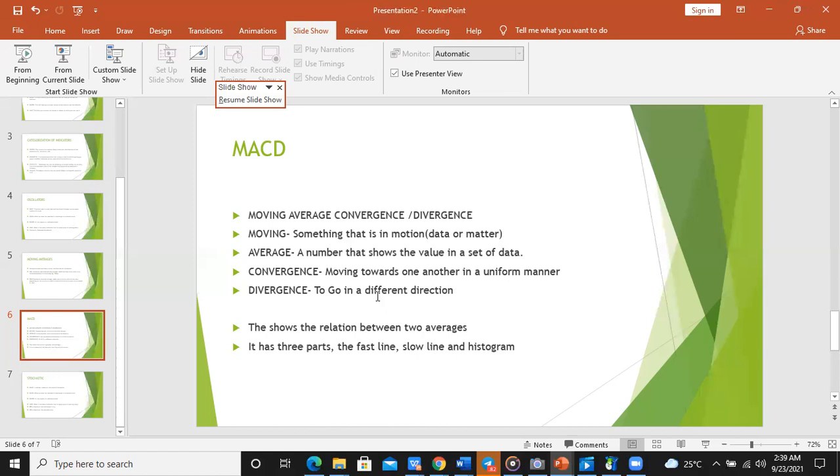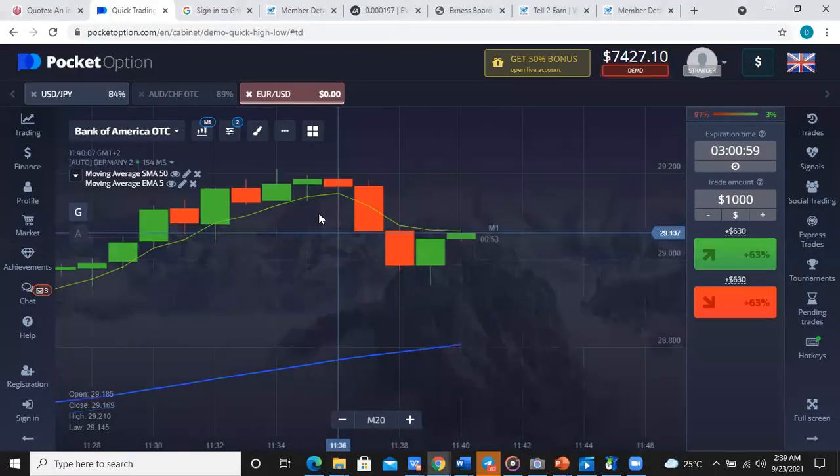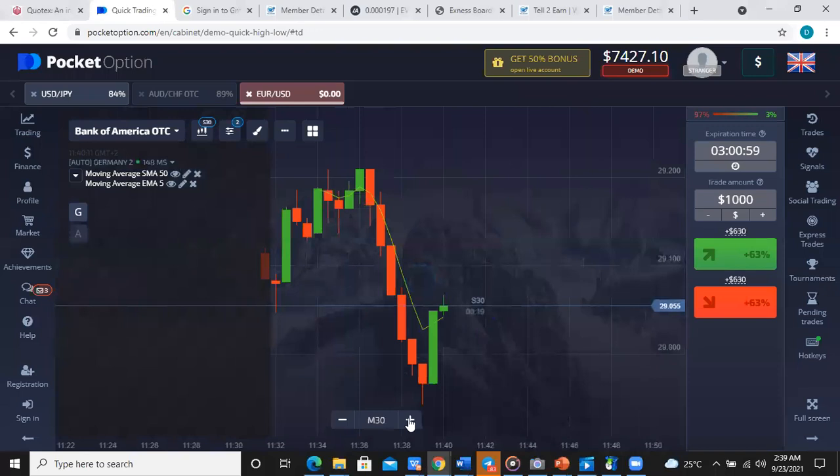All right. So this shows the relation between two averages. That's the meaning of the MACD. Now it has three parts: the fast line, slow line, and then the histogram. So now, as usual, let's go to our broker and then choose MACD for us to know what MACD is or understand what MACD is.